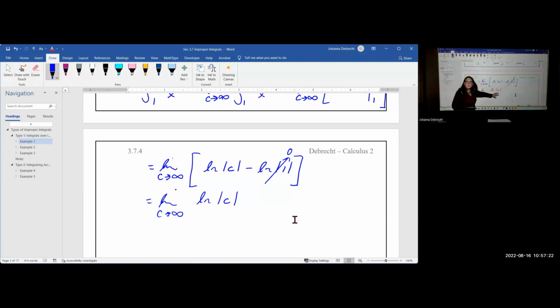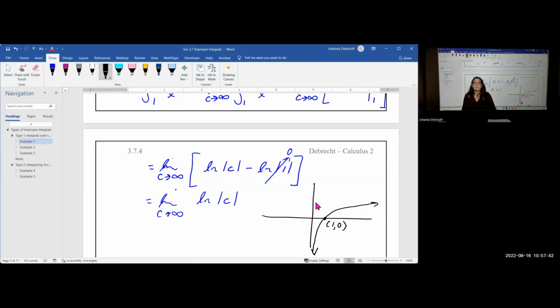Now I need to evaluate what this does, but to evaluate what this does, I need to think about what the graph of natural log looks like. So I'm going to come over here and sketch out a graph of natural log. Remember, natural log is the slowest growing function that we have. It just takes forever to get up to infinity. It is the slowest growing class of functions we have, but it does go to positive infinity as x goes to infinity, just very, very slowly.